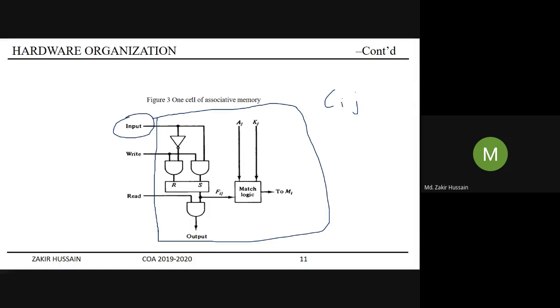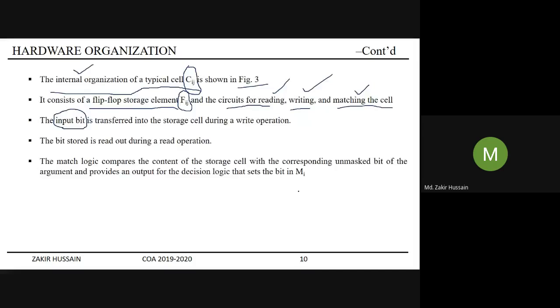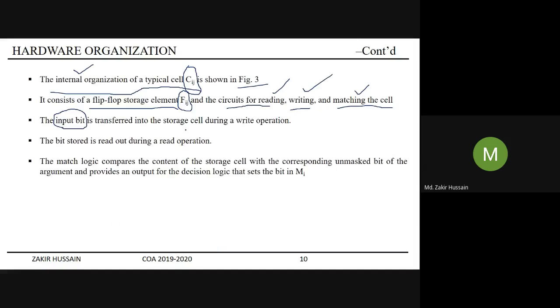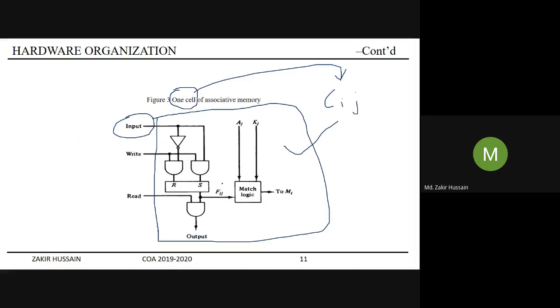So this is a one cell associative memory. This is one cell. One cell means this Cij. What is there inside? This entire thing is there inside. This one, you see C11. In this C11, what is there? This hardware is there inside.